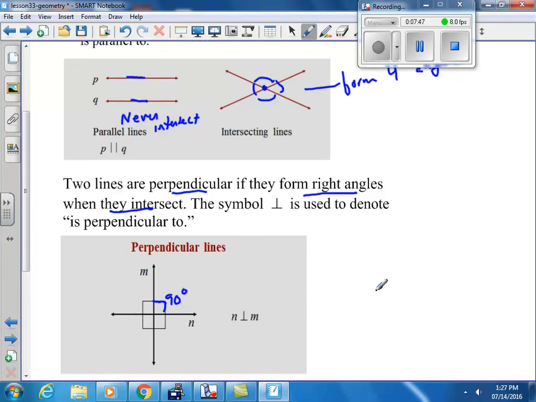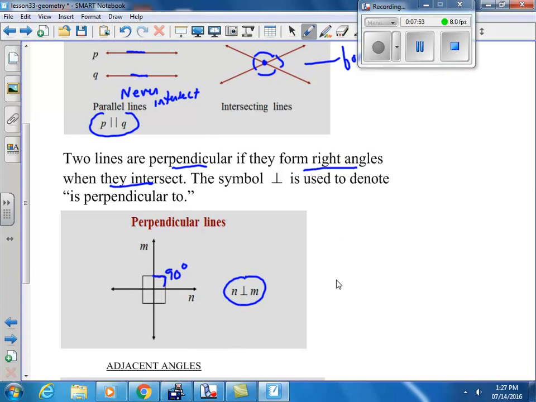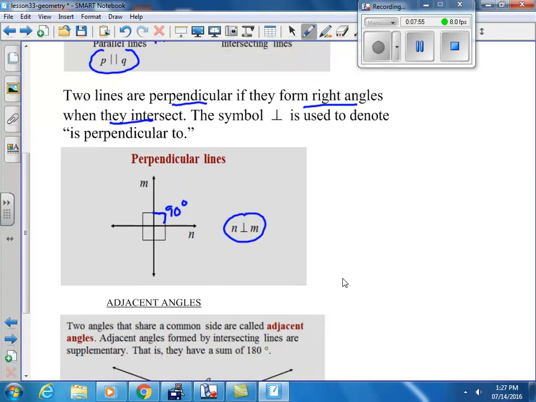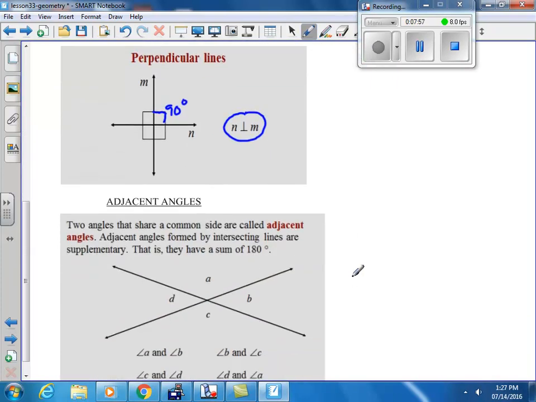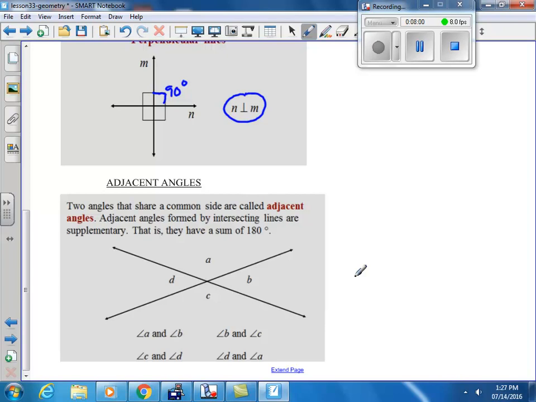Notice the notation. N is perpendicular to M. This one is P is parallel to Q. So notice the notation for parallel and perpendicular lines. We have a little bit more vocabulary before we can start doing some computations. Adjacent angles are angles that are basically side by side and are supplementary.